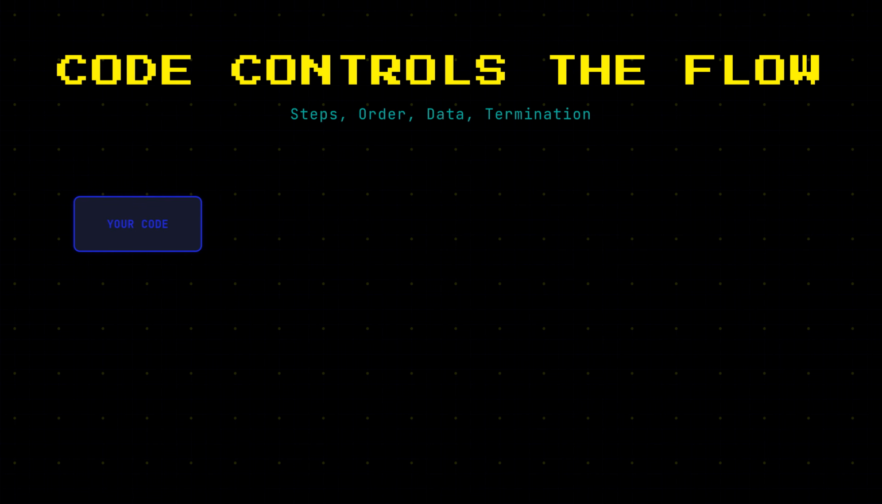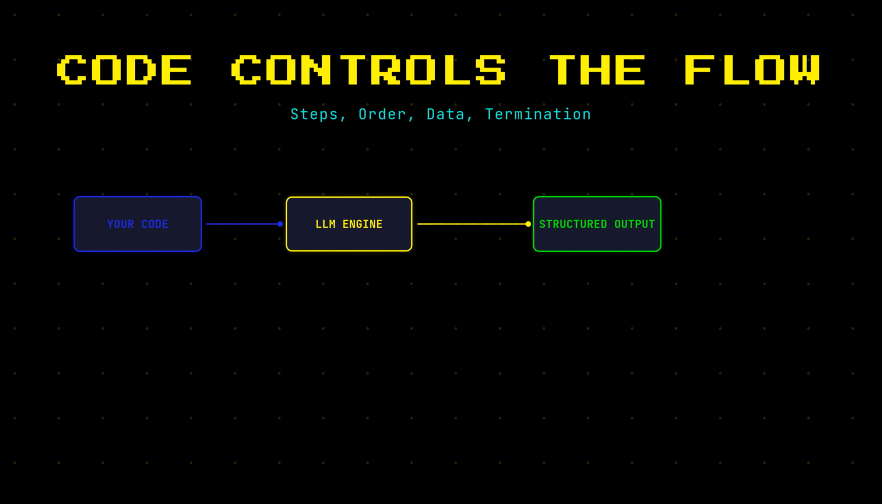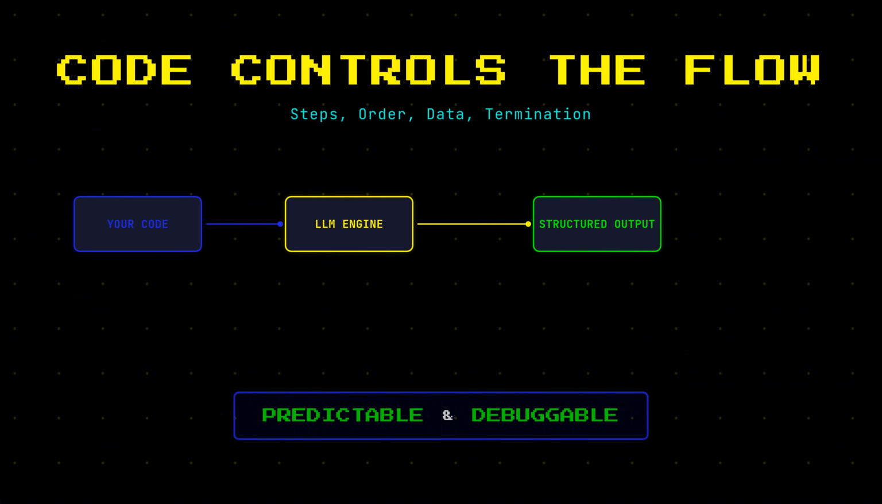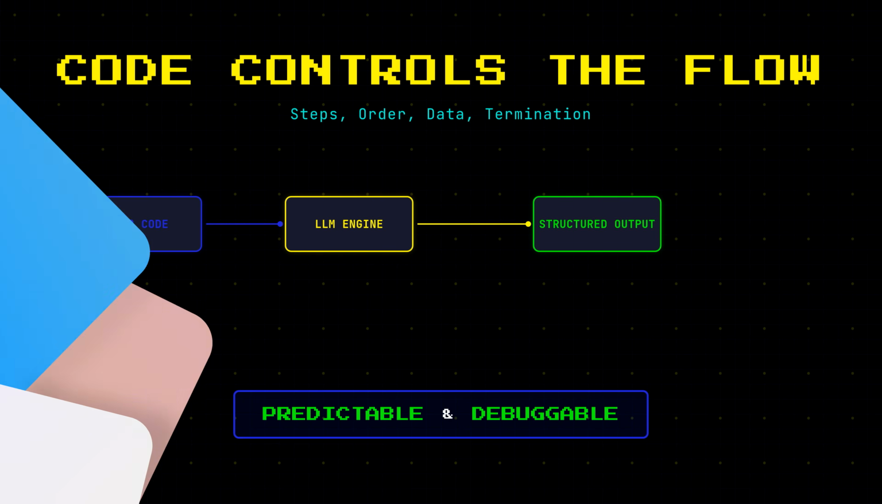In every pattern above, the code controls the flow. The developer decides which steps happen, in what order, what gets passed between them, and when to stop. The LLM is powerful, but it's operating within a structure you designed. This is what makes workflows predictable and debuggable.